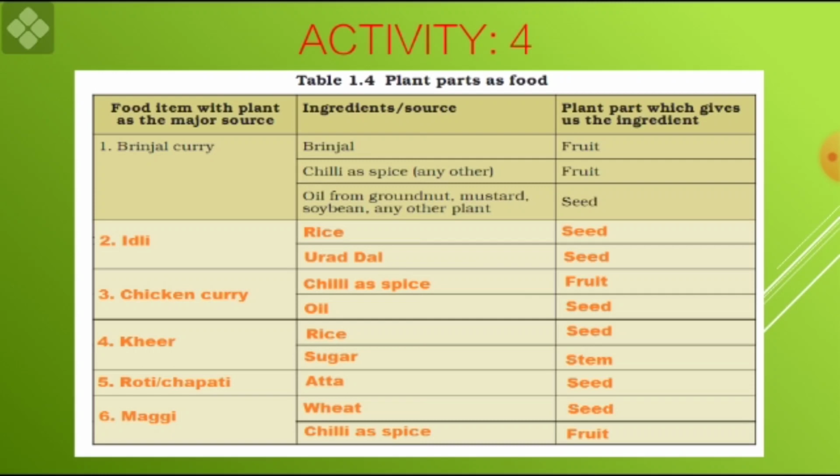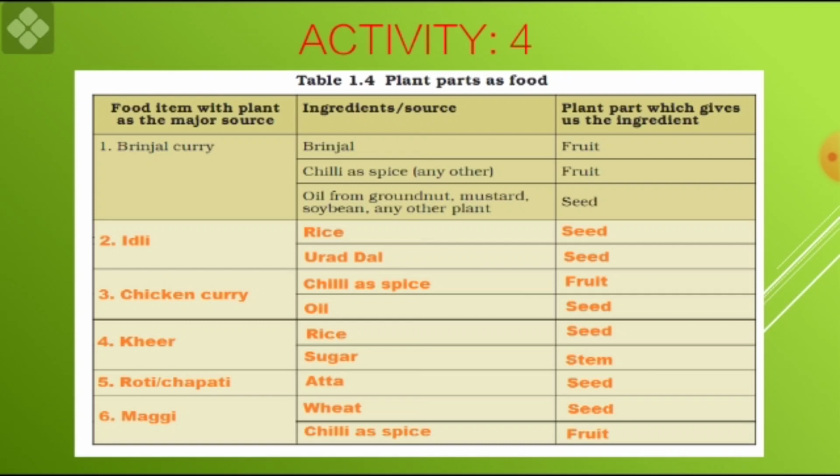The next item is the idli. The ingredients: rice, it is the seed part of the plant. Urad dal, it is the seed part. The next food item is the chicken curry. Chili as the spice, it is the fruit part of a plant. Oil comes from the seed. The next food item, kheer. In kheer, we use rice and sugar. Rice is a seed. Sugar we get from the stem of the sugarcane.